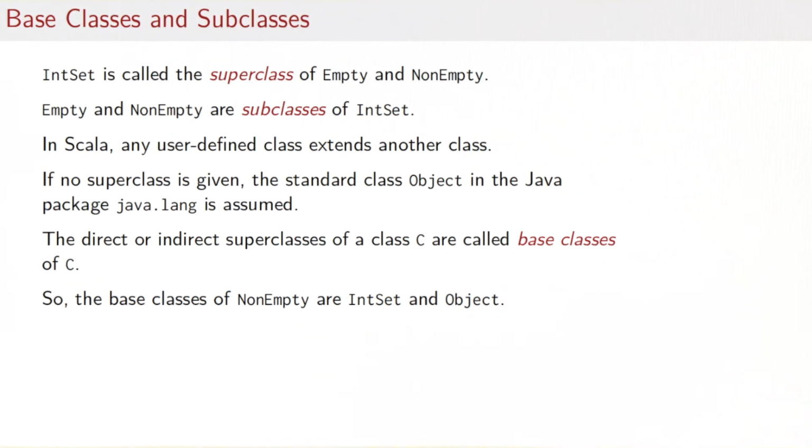Some more terminology. We say IntSet is the superclass of Empty and NonEmpty, and Empty and NonEmpty are the subclasses of IntSet. In Scala, any class that you can define extends another class. Even for a class like Rational, where you didn't give an extends clause, there is a superclass. So if no explicit superclass is given, the standard class Object in the Java package java.lang is assumed. Object is the root class of all Java classes and also of all user-defined Scala classes. If you take the direct superclass of a class and then its superclass and so on, so all the direct and indirect superclasses of a class C, then these are called the base classes of C. So for instance, the base classes of class NonEmpty are IntSet and then Object.